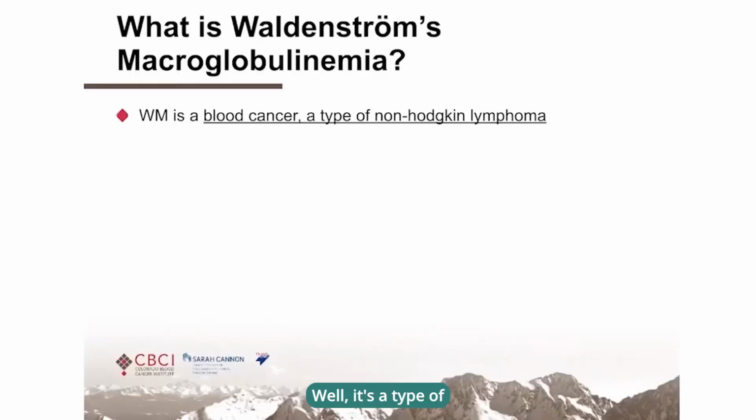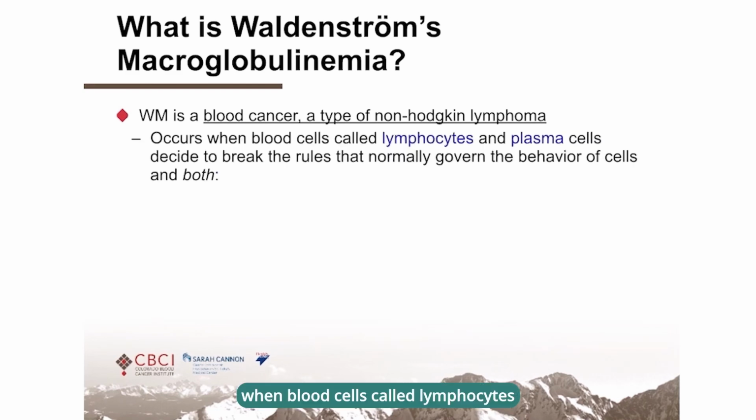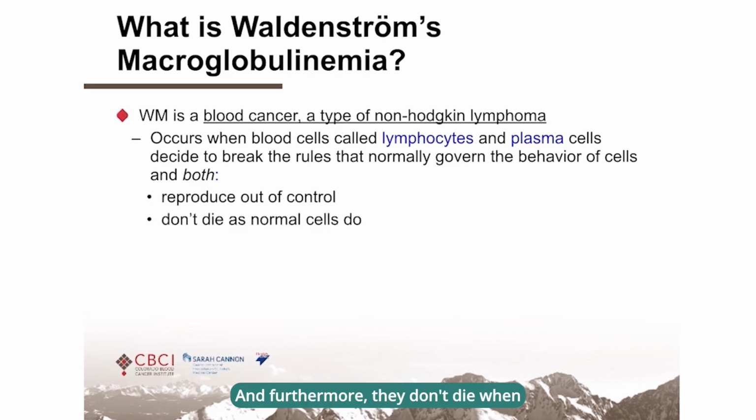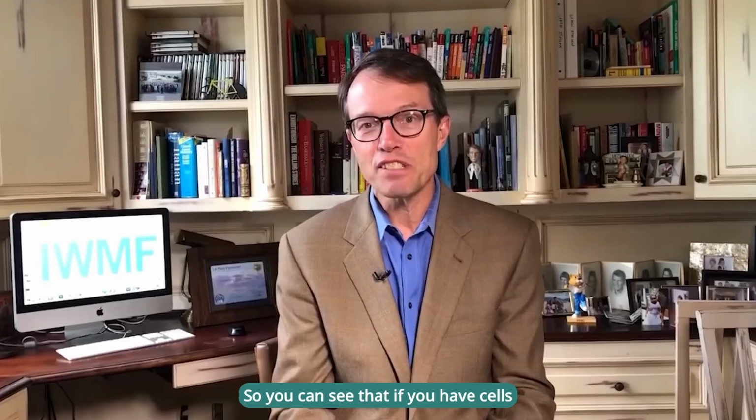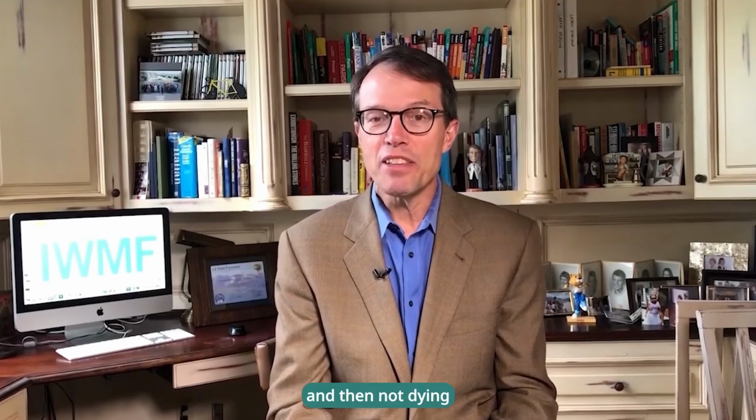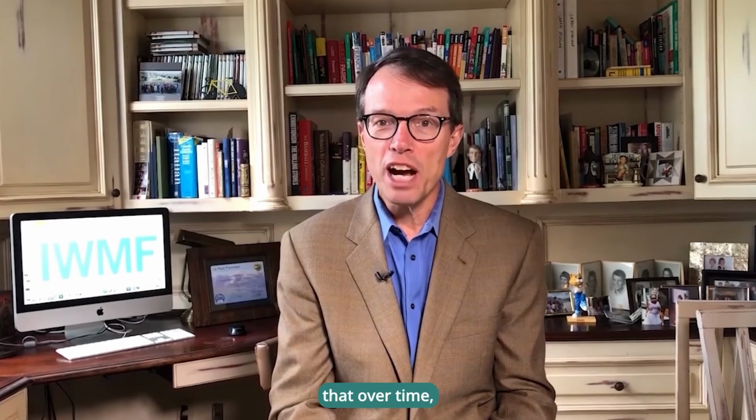So what is Waldenström macroglobulinemia? Well, it's a type of non-Hodgkin lymphoma. It's a blood cancer. And these lymphomas occur when blood cells called lymphocytes and also plasma cells decide that they're not going to follow the rules that normally govern how cells divide and grow. What they do is they reproduce out of control, and furthermore, they don't die when they're supposed to. So you can see that if you have cells that are growing quickly and then not dying when they're supposed to, over time, these cells will accumulate inside the patient. That's indeed what happens in Waldenström's.